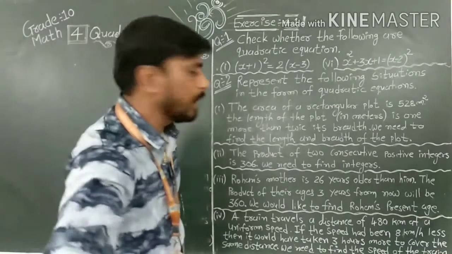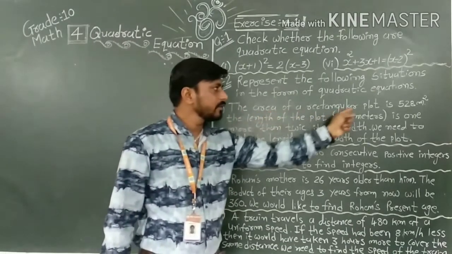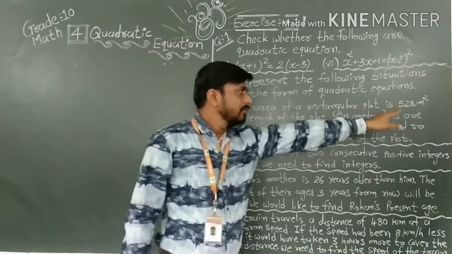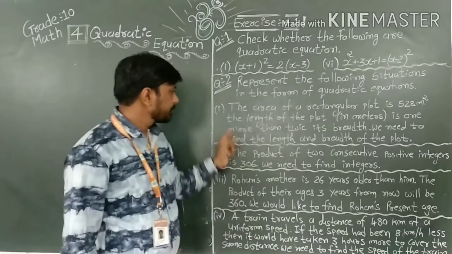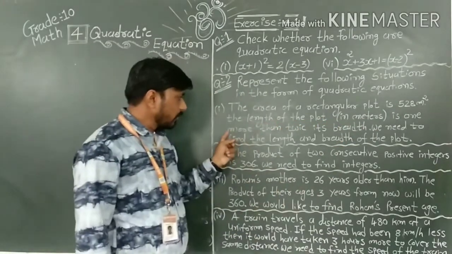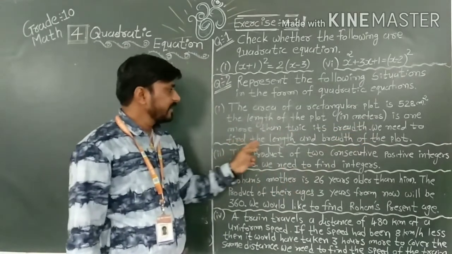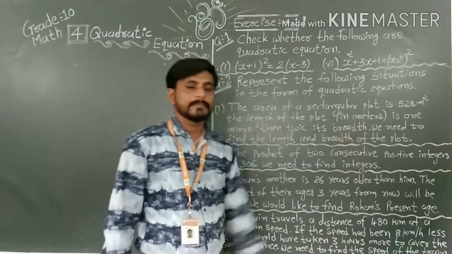Okay, first of all I read out example number 1. The area of a rectangular plot is 528 meters square. The length of the plot in meters is 1 more than twice its breadth. We need to find the length and breadth of the plot.